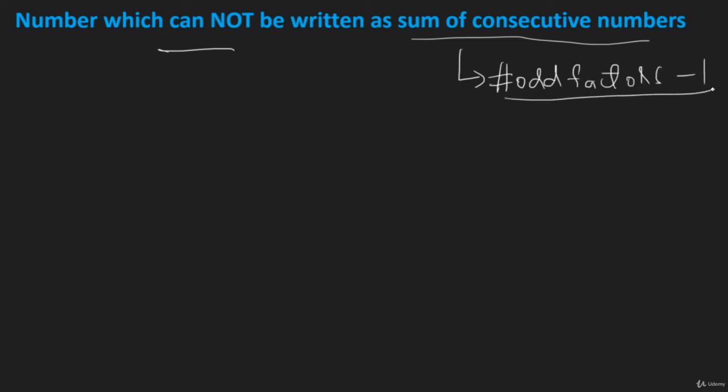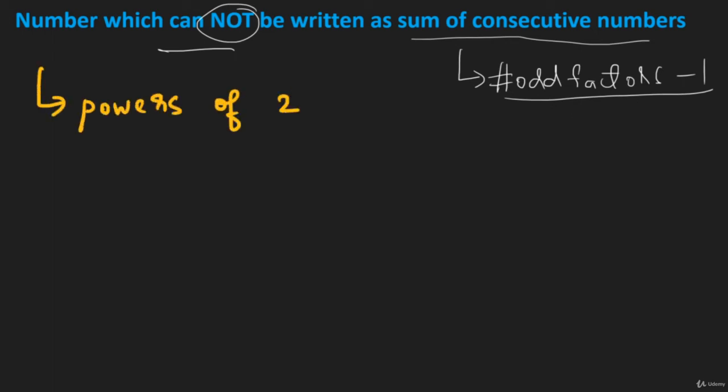In this video, let's learn whether there are any numbers which cannot be written as the sum of consecutive natural numbers. We have seen that if a number is given and we want to find the number of ways in which it can be written as the sum of consecutive natural numbers, it's nothing but the number of odd factors minus 1, right? Therefore, we can conclude that numbers which cannot be written as the sum of consecutive natural numbers will be numbers that don't have any odd factor. Now, what are those numbers? These are powers of 2, right?